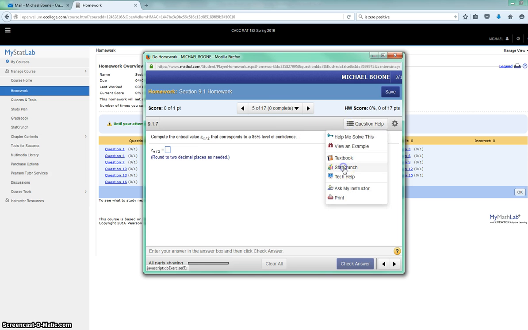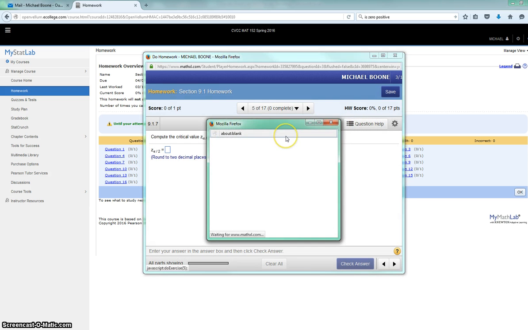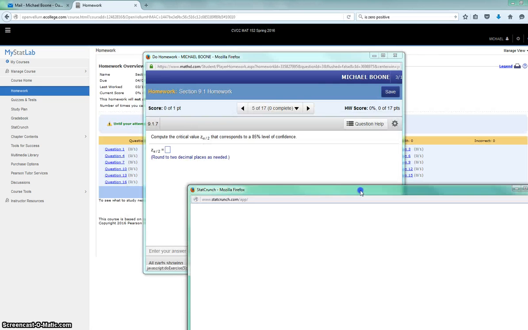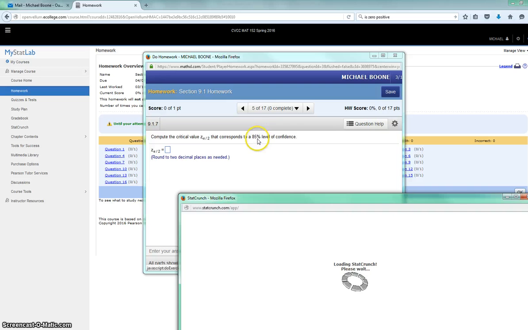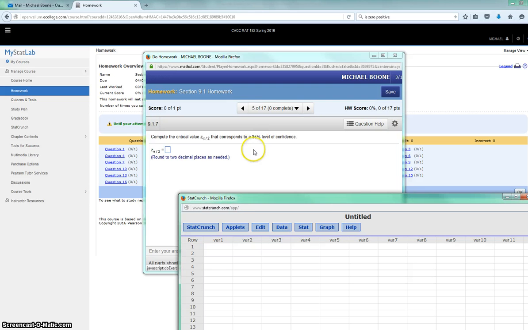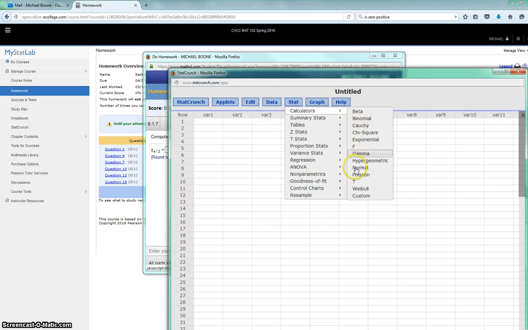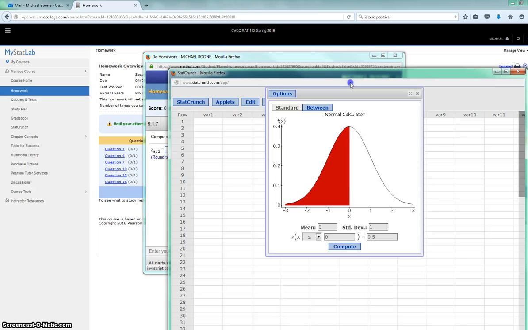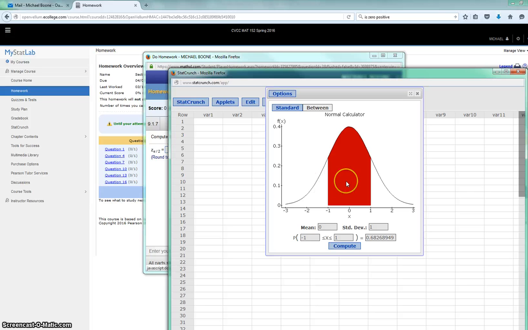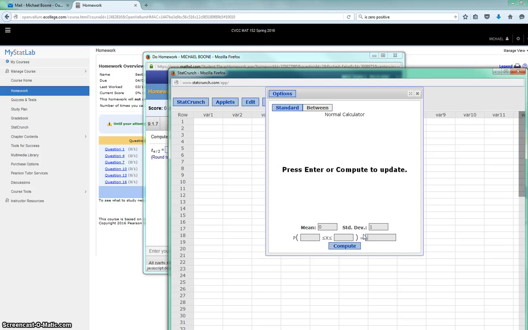So I'm going to go to StatCrunch, and what we're going to do is, if I want to be 85% confident, that means I want the middle percentage to be 85. So let's show you what I mean here. Let's look at a normal distribution because I'm dealing with z. And if I'm looking at between, I want the middle part to be 85%. So let's see if I can do that.